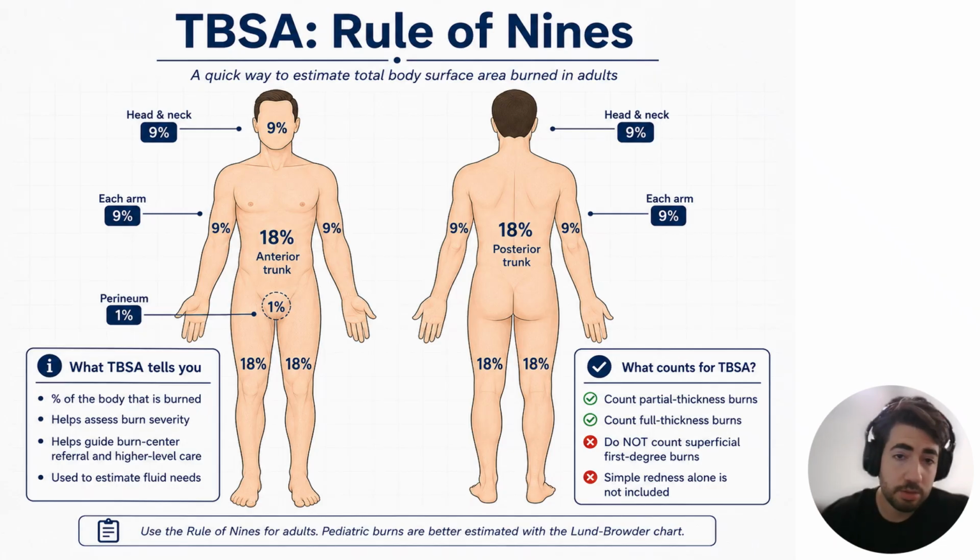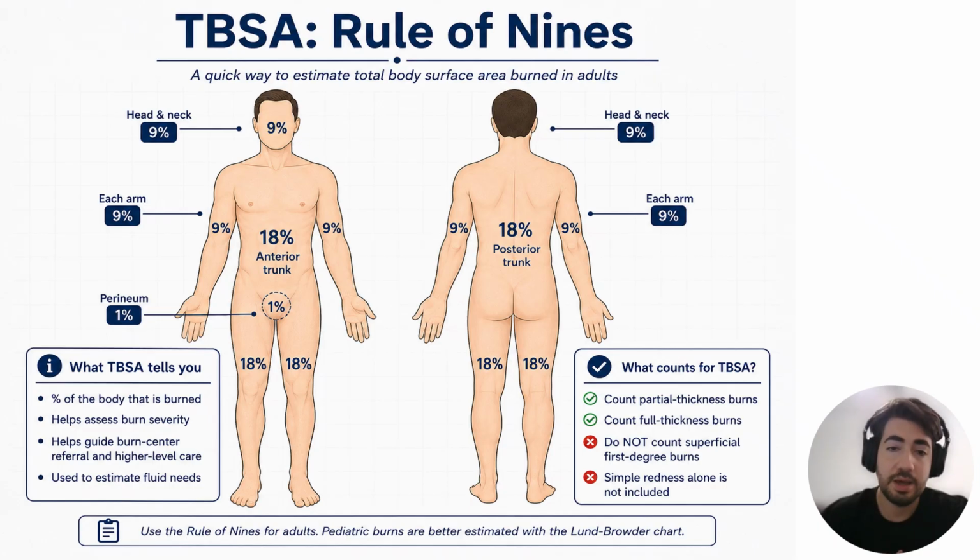One important detail is that when I say each arm is 9%, that means the entire arm, fully, top to bottom. So, if the question says only the front of one arm, that is half of 9, which is 4.5%. Same thing with the legs. One entire leg is 18, but the front of the leg is 9. The back of the leg is 9.